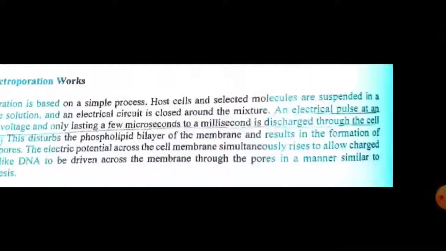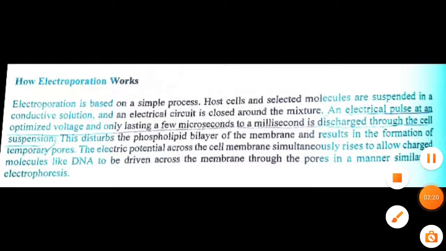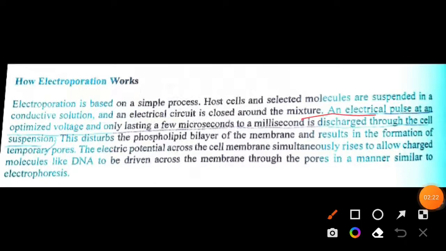Let's see this line: an electrical charge at an optimized voltage, lasting only a few microseconds to milliseconds, is discharged through the cell suspension, which will cause disturbance in the phospholipid bilayer of the membrane and result in the formation of temporary pores.